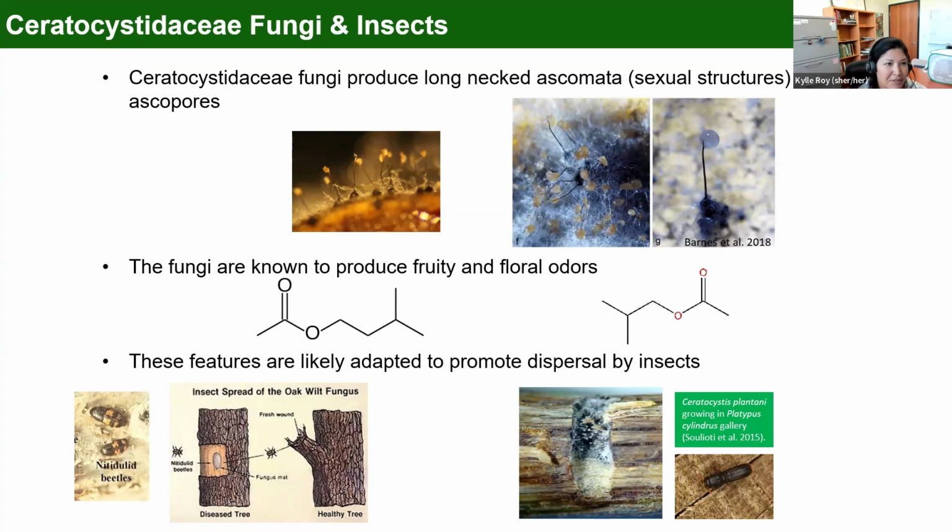This coevolution between Ceratocystidaceae and insects has been heavily studied in the systems of oak wilt, which is vectored by nitidulid beetles, and also Ceratocystis platani, vectored by the ambrosia beetle Platypus cylindrus.